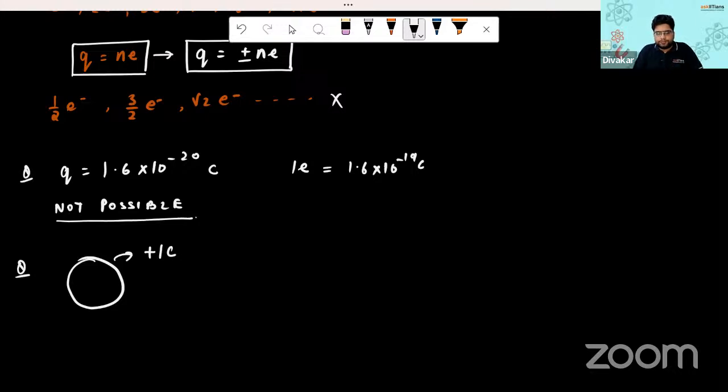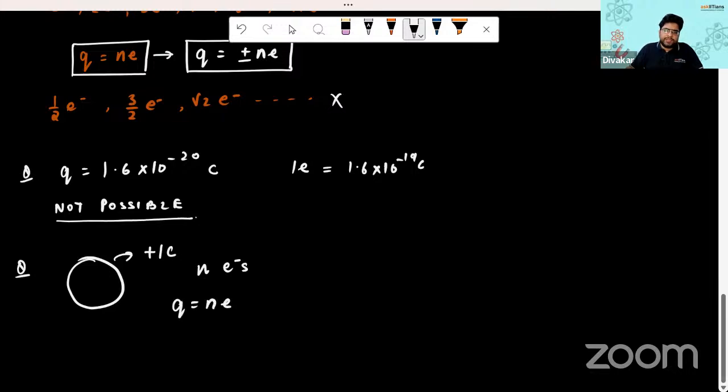So let's assume I have n electrons which can give me this value. The first question that arises is whether I need to add or remove. I want a positive charge, so I need to remove, because addition of electrons gives you negative charge and removal gives you positive. So I know the formula is Q equals N times E, positive because I want a positive charge. Q I want is 1 coulomb. N is something which I want to calculate. And E is 1.6 into 10 raised to the power minus 19 coulomb.